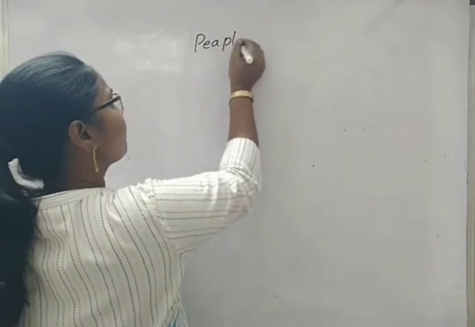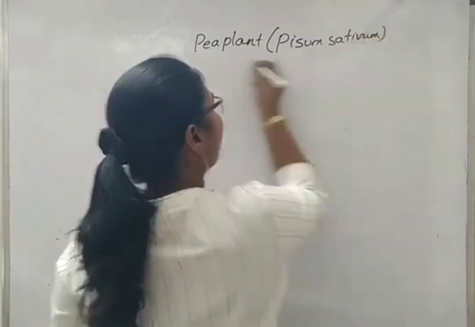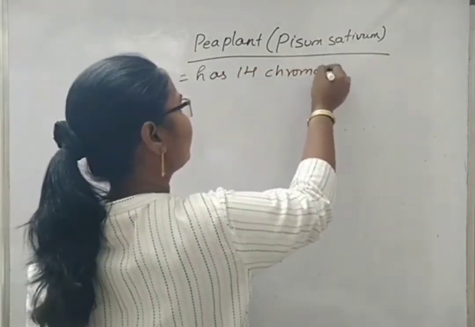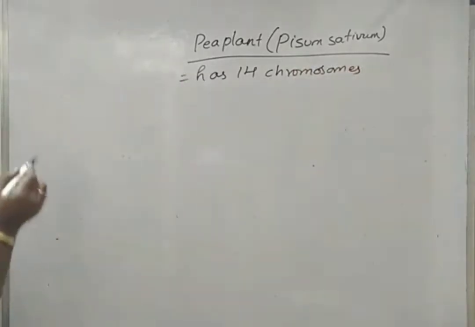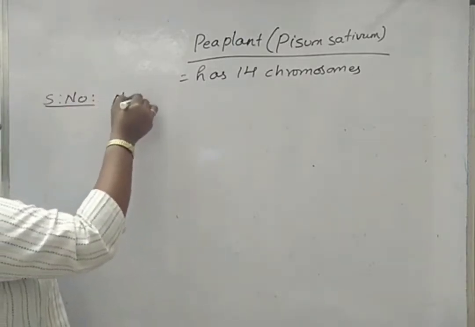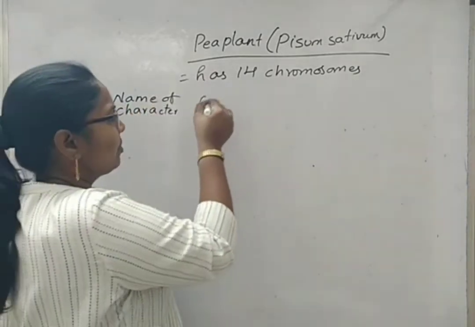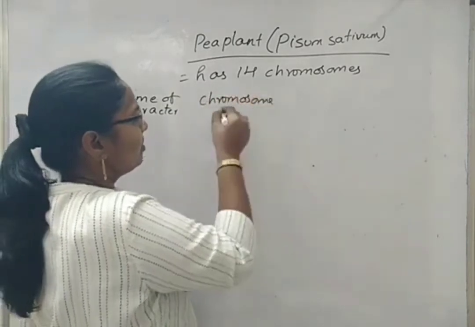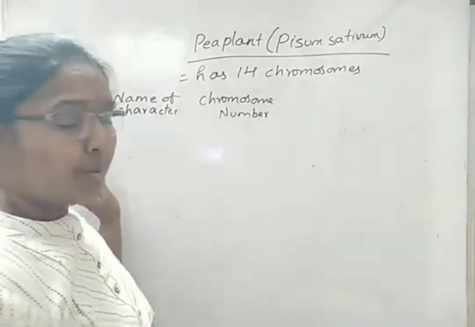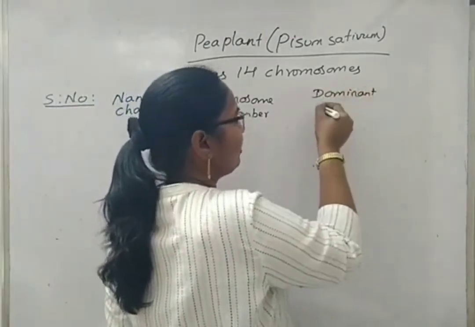Pea plant or Pisum sativum has 14 chromosomes. Now, name of character, chromosome number. It doesn't mean how many chromosomes, but which numbered chromosome out of the 14 is responsible for so and so character. What is the name of the dominant phenotypic character, a recessive phenotypic character.